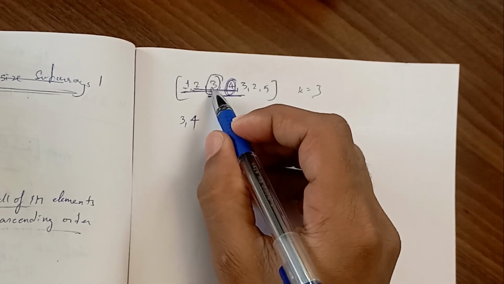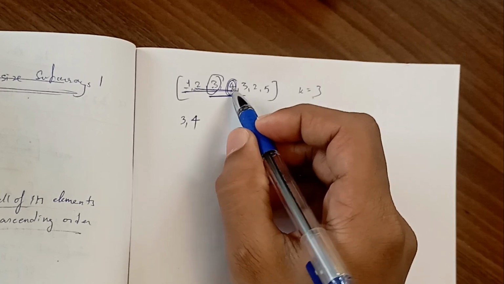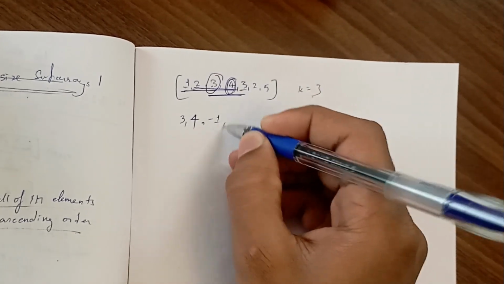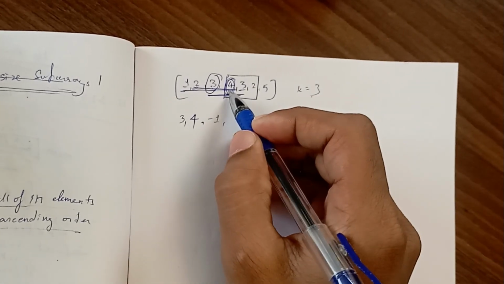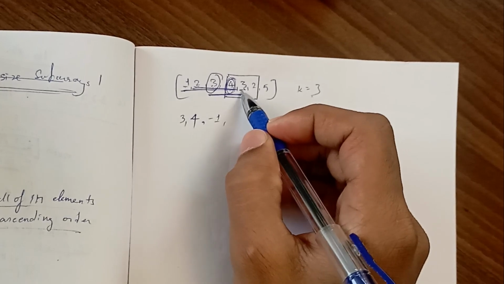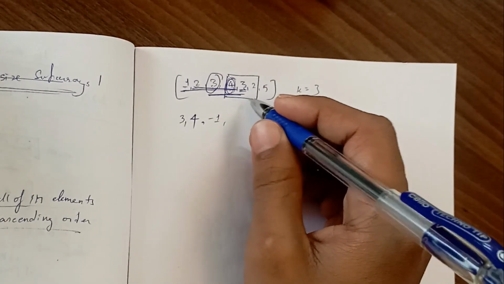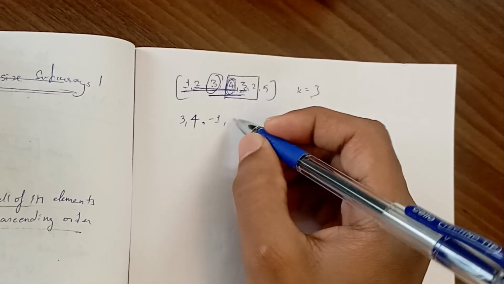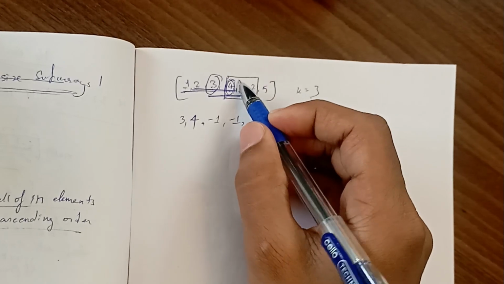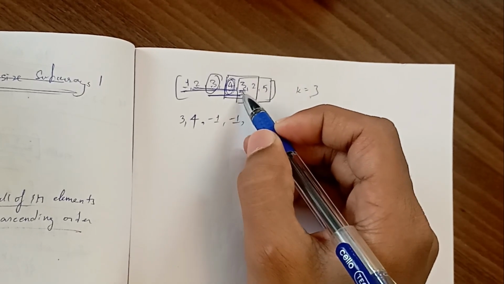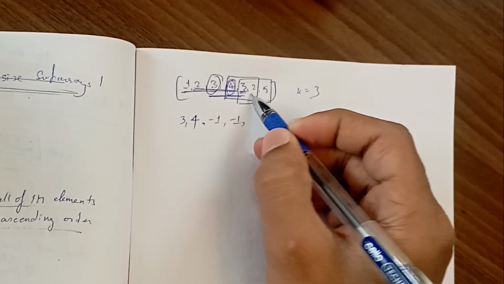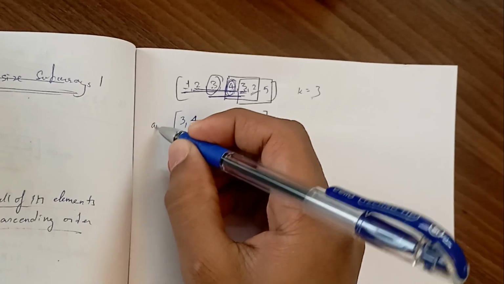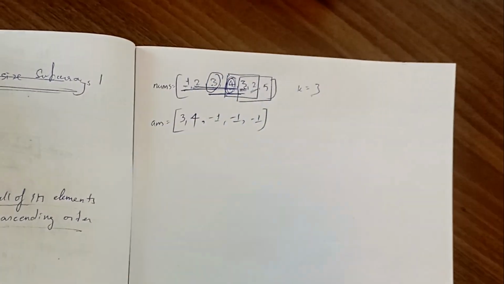Next, 3, 4, 3. 3 plus 1 is equal to 4, 4 plus 1 is equal to 5, but here we got 3 as the next element. So the answer will be -1. Moving to the next subarray, 4, 3, 2: 4 plus 1 is equal to 5, but here we got 3, so this is not what we need, and we push -1 into the answer. Then 3, 2, 5, the last subarray we can consider: 3 plus 1 is equal to 4, but here we got 2 as the next element, so we push -1 as the answer. So this is the answer for the given nums.